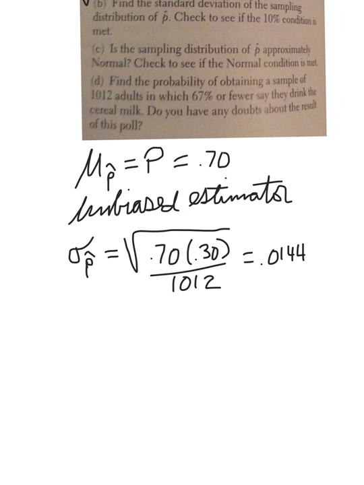Okay, what's next? The 10% condition. The 10% condition is saying, is the population 10 times bigger than this sample? So we're really talking about Americans in the United States. So it's way bigger than that. So the 10% condition is met.